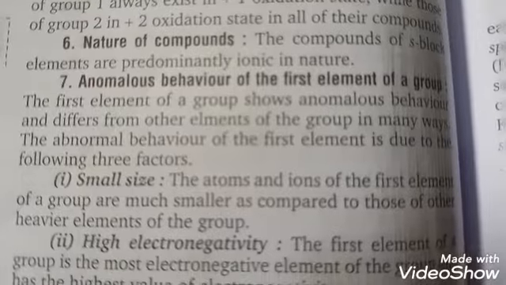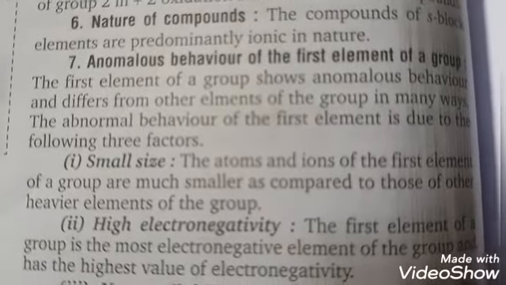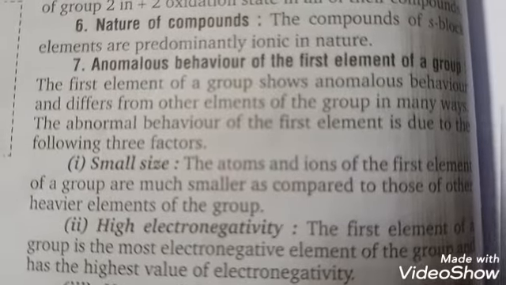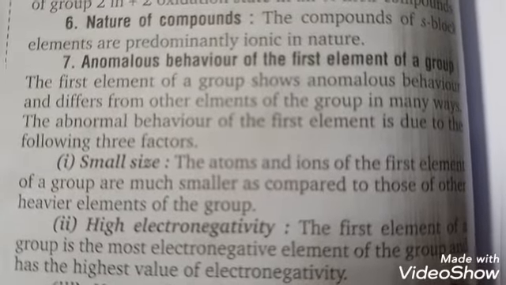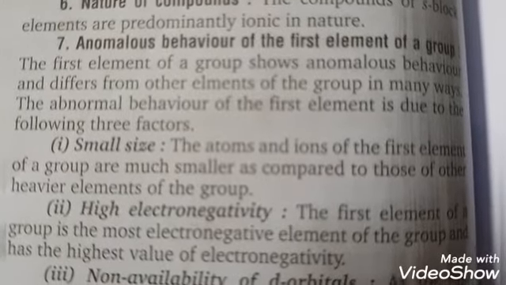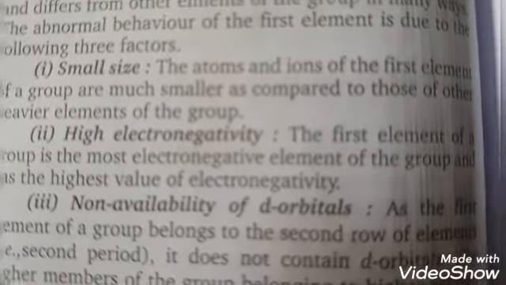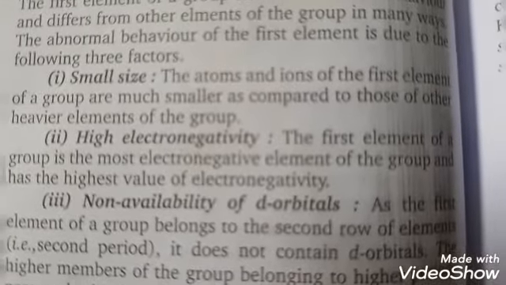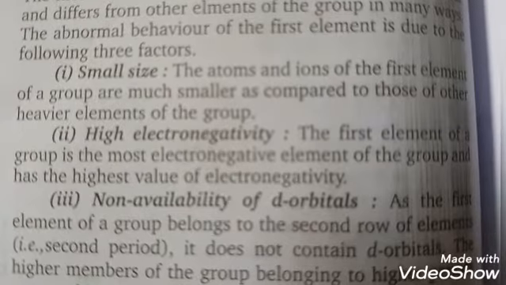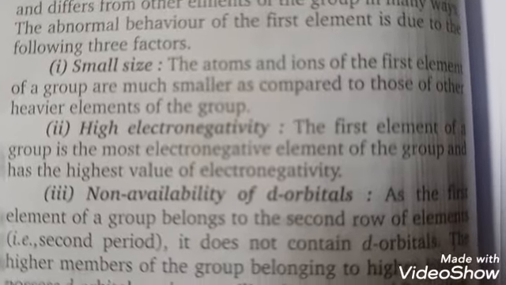Anomalous behavior of the first element of the group. The first element of the group shows anomalous behavior and differs from other elements of the group in many ways. The abnormal behavior of the first element is due to the following three factors. The first is small size. The atoms and the ions of the first element of a group are much smaller as compared to those of the heavier elements of the group.